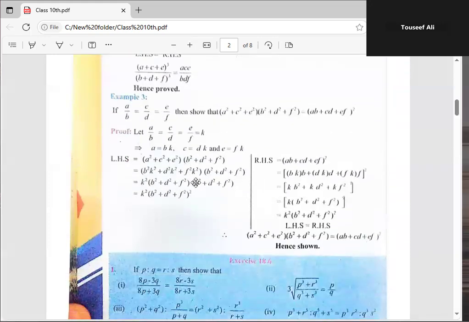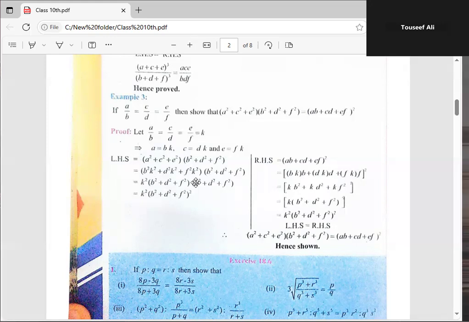The next example, example number 3: if a divided by b equals c divided by d equals e divided by f, then show that a square plus c square plus e square into b square plus d square plus f square equals ab plus cd plus ef whole square. We have to show that this left hand side and right hand side are equal to each other. First, we are given that a divided by b equals c divided by d equals e divided by f.